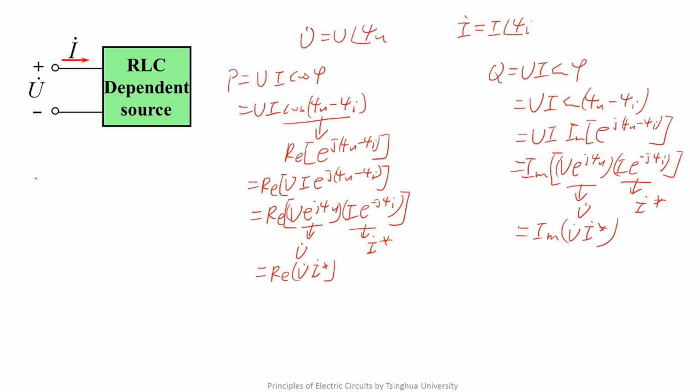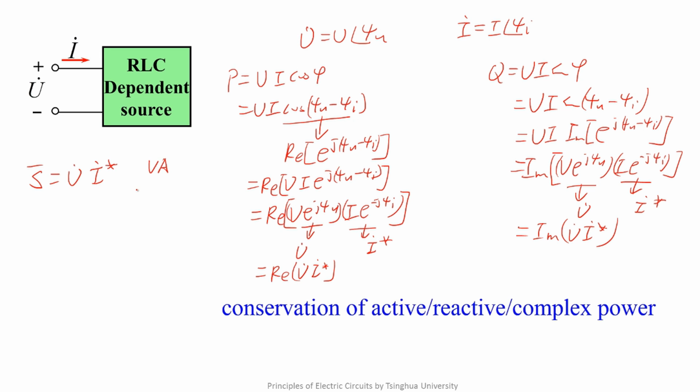So we can give the definition of the complex power. Here the star means conjugate. The unit of the complex power is also VA. Because the active power and the reactive power are conserved, so the complex power is also conserved. In order to illustrate the relationship of the apparent power, the active power, the reactive power, and the complex power, we might as well draw the power triangle.